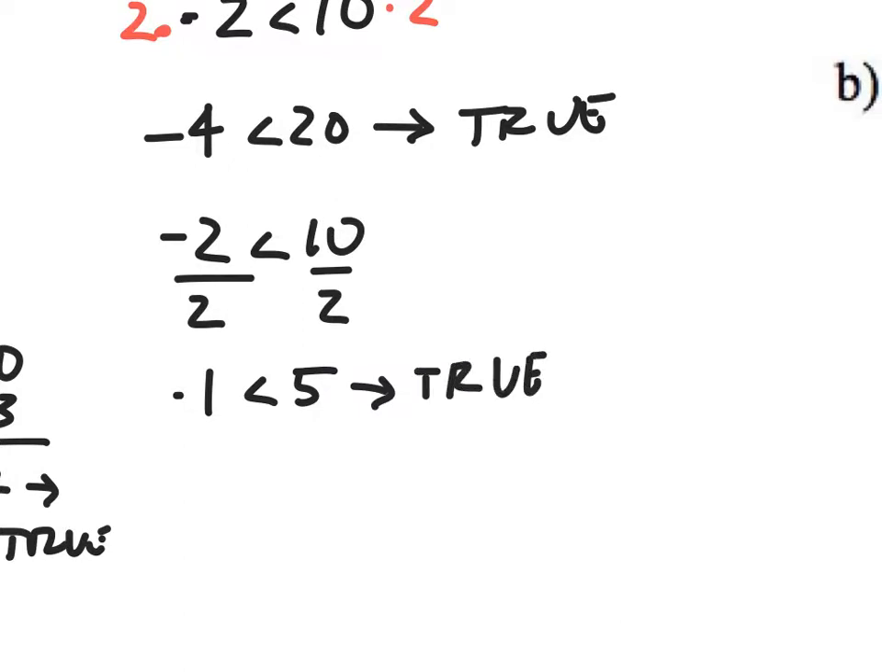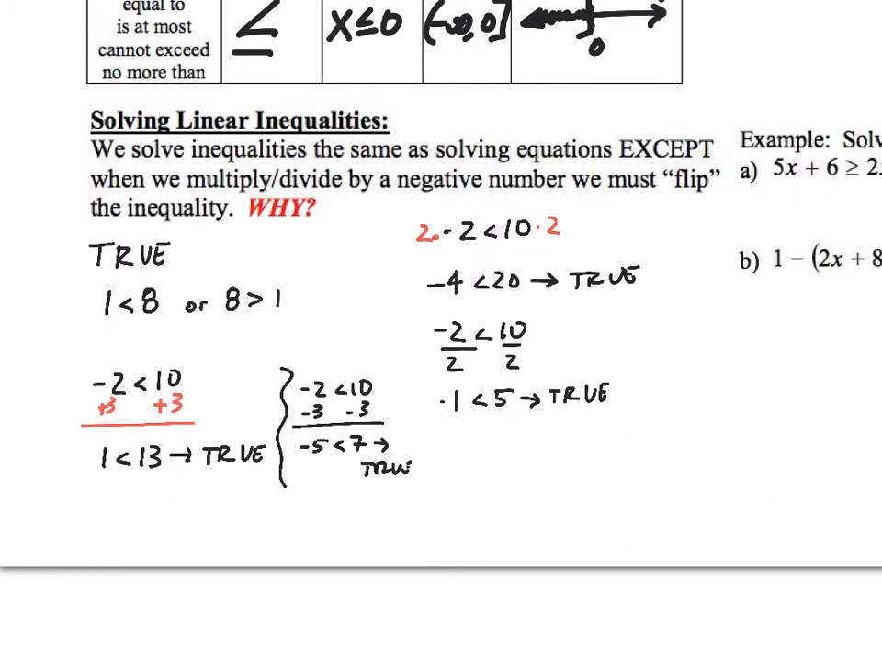So what I'm doing is I'm doing all the different operations you can do when you're doing algebra. So if you add to both sides, you're going to get a true statement. If you subtract on both sides, you're going to get a true statement. If you multiply by a positive number, you're going to get a true statement. If you multiply by or divide by a positive number, you're also going to get a true statement.